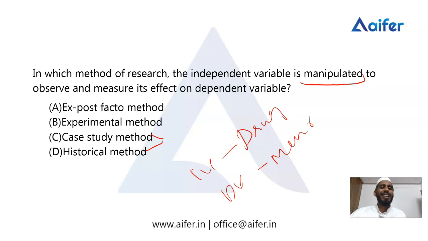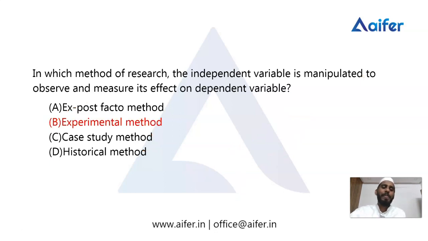So what would be the answer here? It is asking about the independent variable being manipulated to observe and measure its effect on the dependent variable. So as we know, the answer would be the experimental method. In the experimental method, the researcher will manipulate the independent variable to measure its effect on the dependent variable. Okay, so let's see the next question.